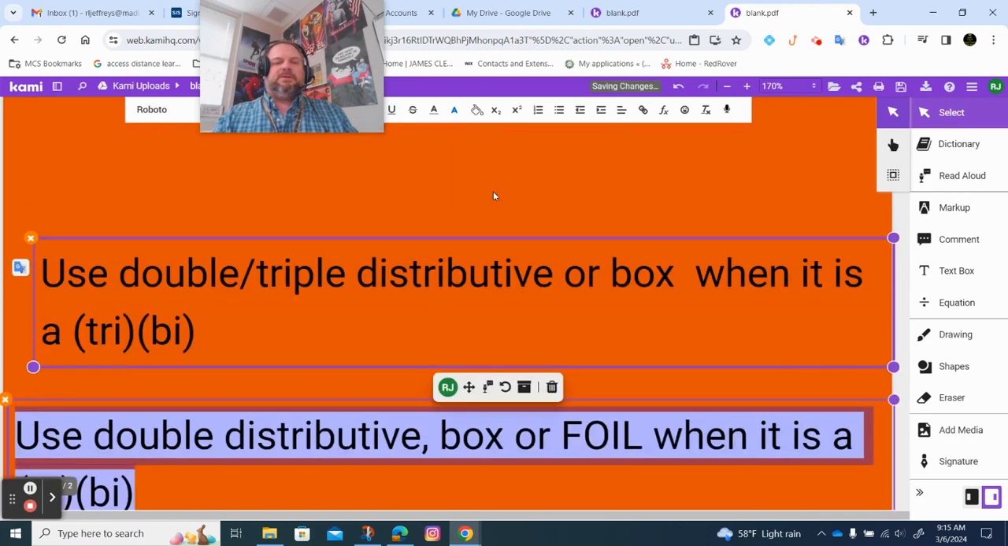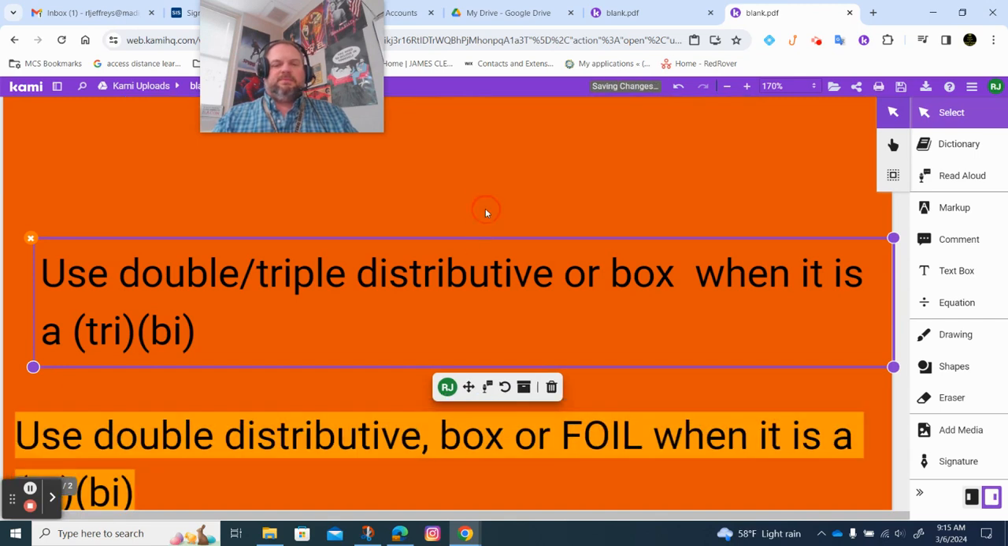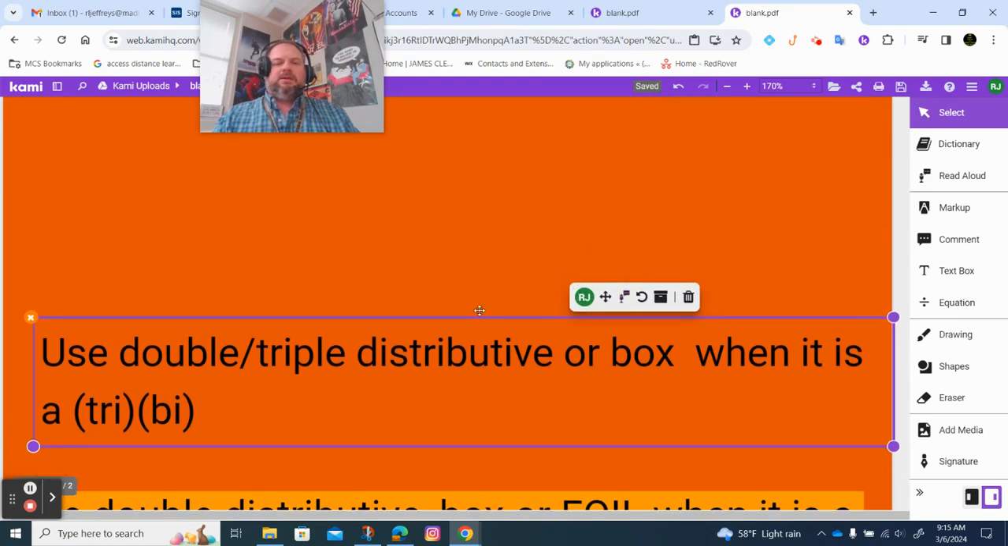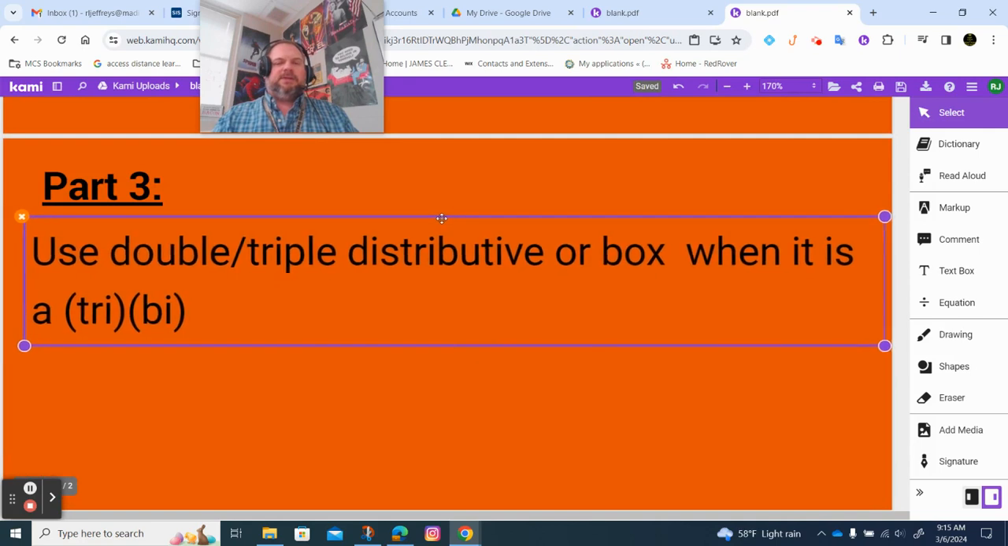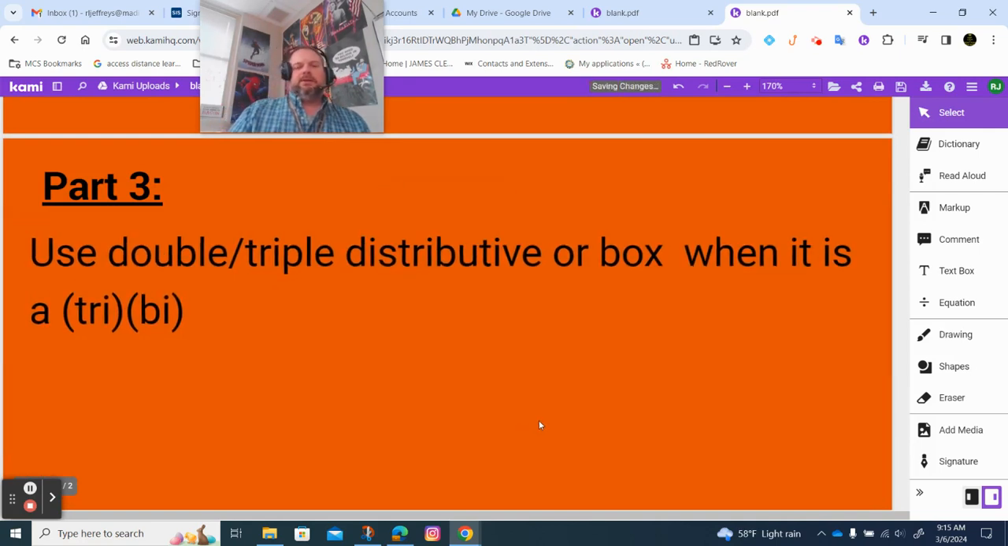It's very similar to double distributive. It's just called something different. Trust me, if you were to say FOIL to some adults, they'd start twitching. Use double or triple distributive or box method when it's a trinomial times a binomial.